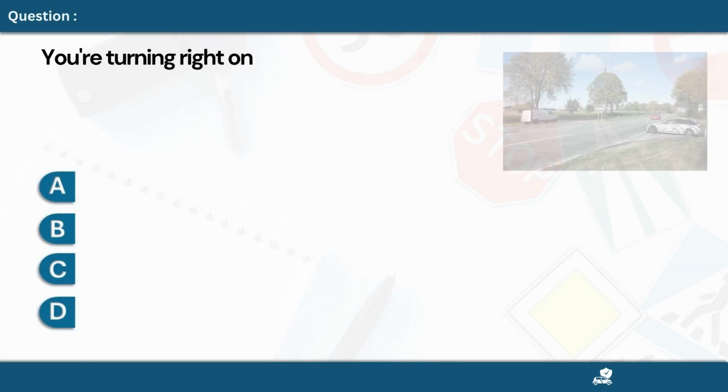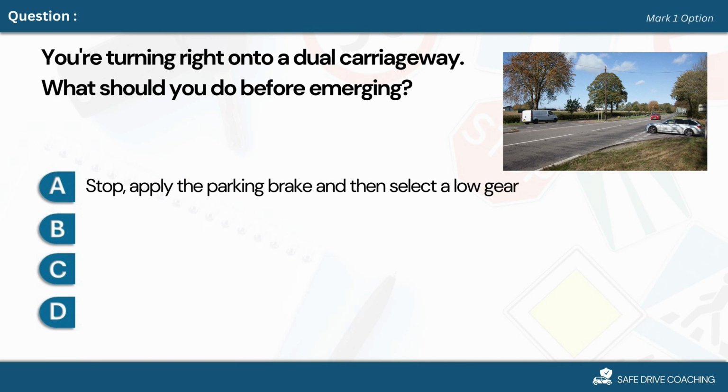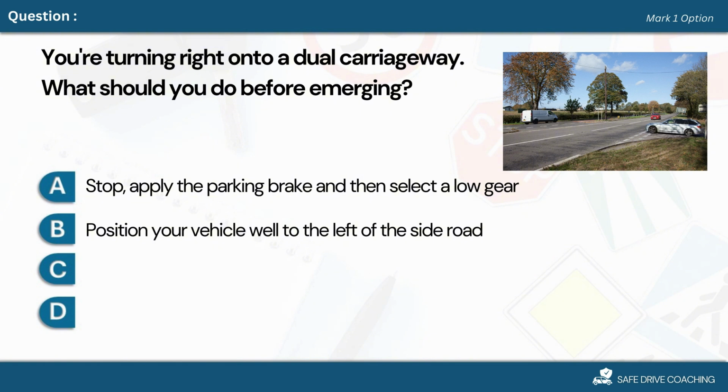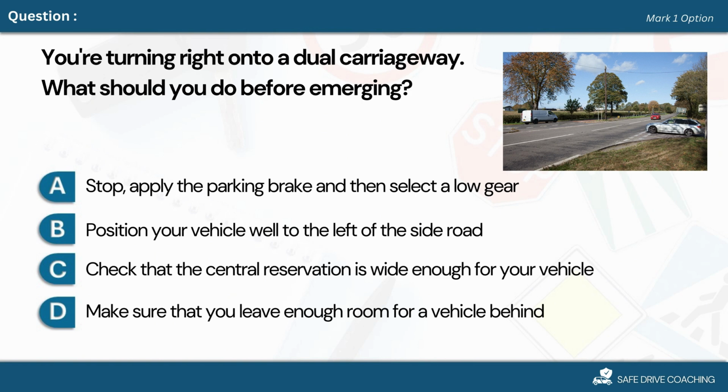You're turning right onto a dual carriageway. What should you do before emerging? A. Stop. Apply the parking brake and then select a low gear. B. Position your vehicle well to the left of the side road. C. Check that the central reservation is wide enough for your vehicle. D. Make sure that you leave enough room for a vehicle behind.